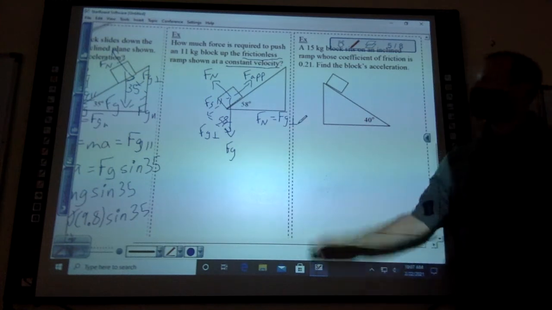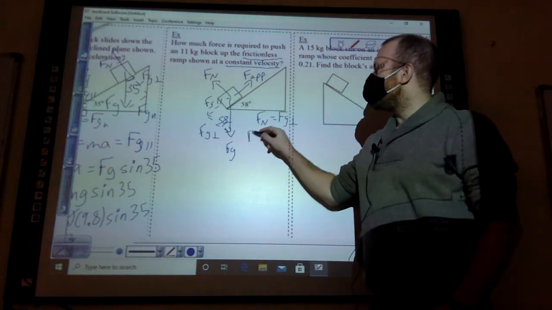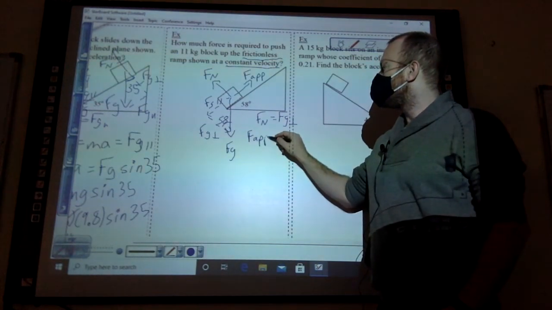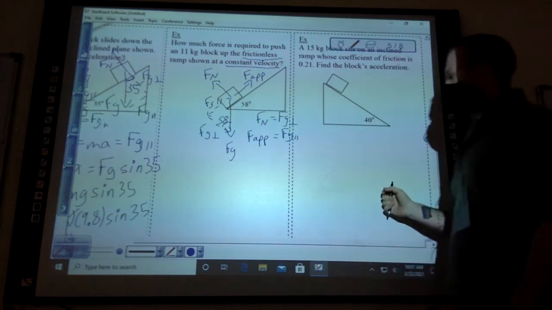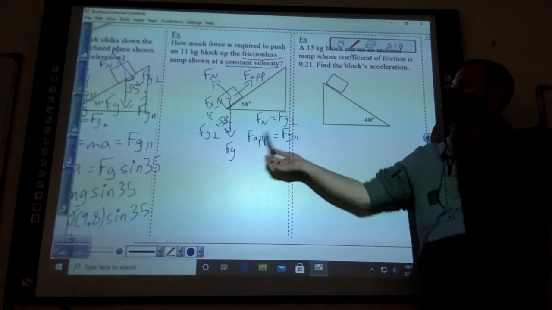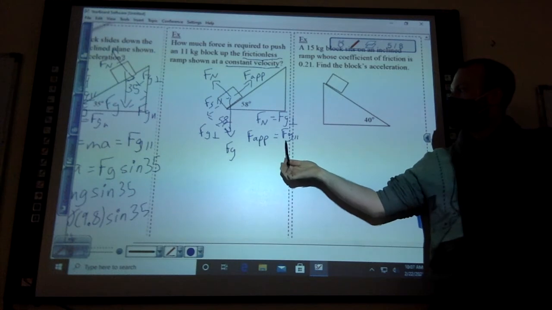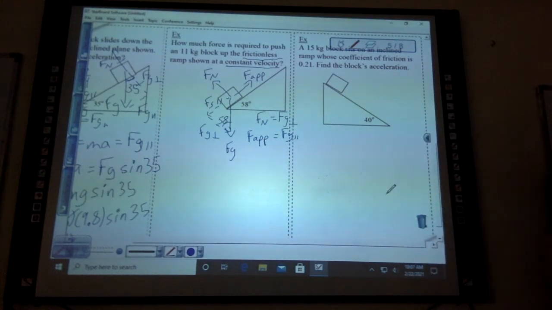So my perpendicular forces are balanced, and I can say that my force applied is equal to Fg parallel. So even though it's frictionless, there is still a force that's opposing the motion, or something that's slowing it down. We're looking for the applied force. Therefore, I just need to figure out what Fg parallel is, which we've actually already done.